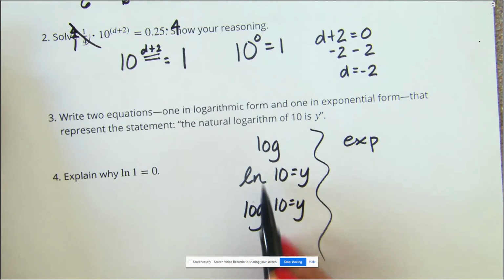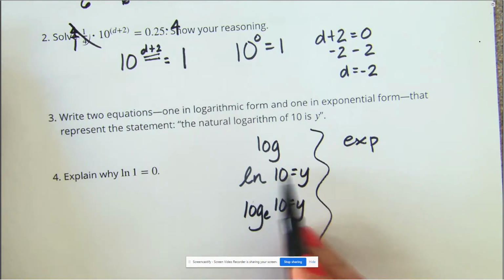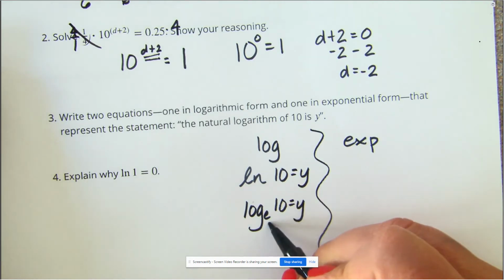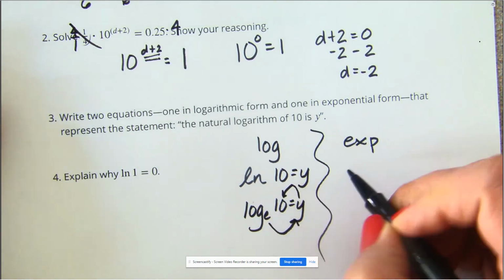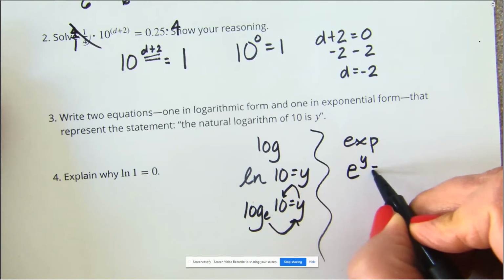Those two are interchangeable, but maybe you forgot what the base is here. So the base is e. So it's going to be e to the y is 10.